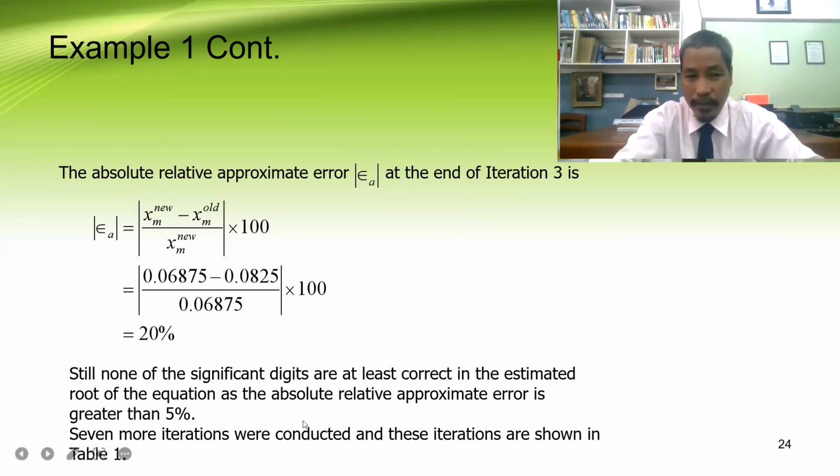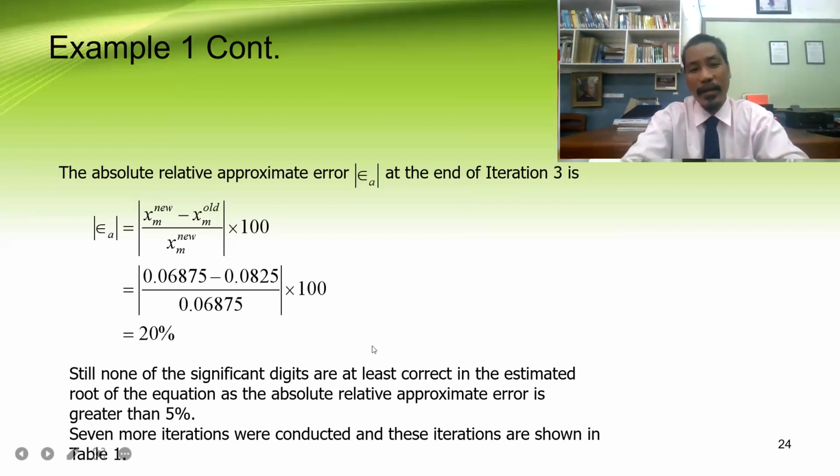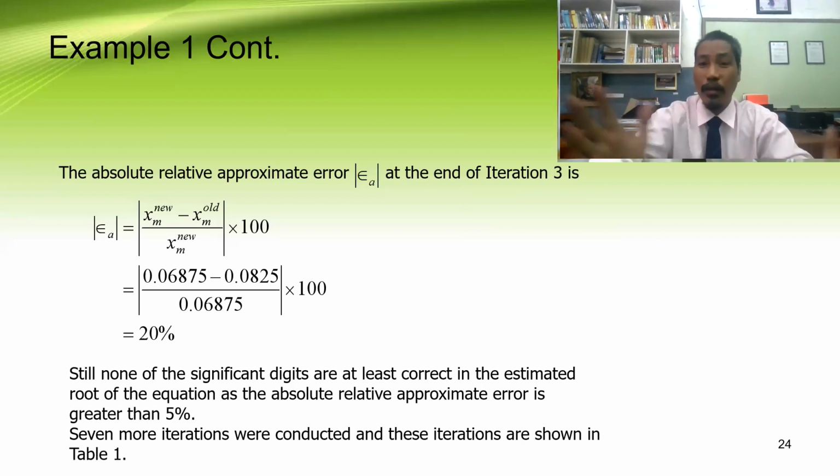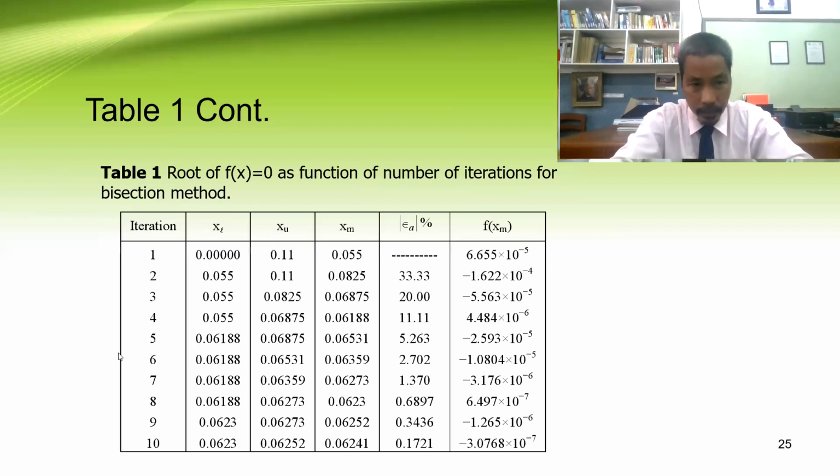Seven more iterations were conducted, and these iterations are shown in the table. We have 3 iterations, and the problem made another 7, so a total of 10. That's why I gave you the idea that 8 to 10 iterations is good in order to find a precise answer. We initially do the 3 iterations, then just show you the last 7.